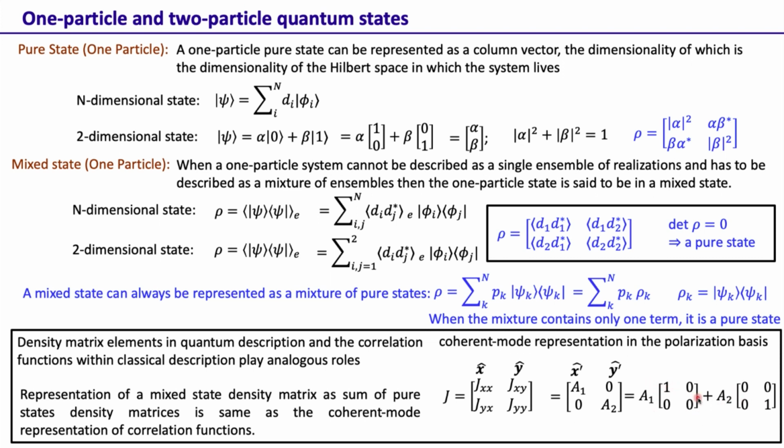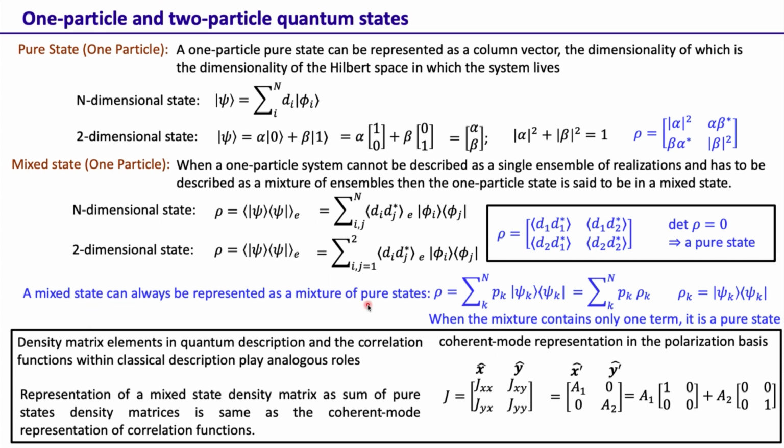Now this is essentially a pure state representing horizontally polarized light, or rather x prime polarized light, and this A2 times this state, which is y prime polarized light. This coherent mode representation is representing a mixed state as a mixture of pure states. When we do the diagonalization of a matrix, these are all one and the same thing. These all involve diagonalization of a matrix.